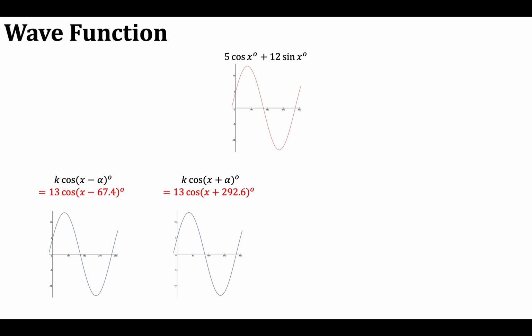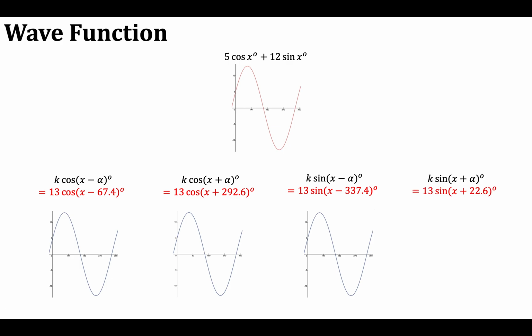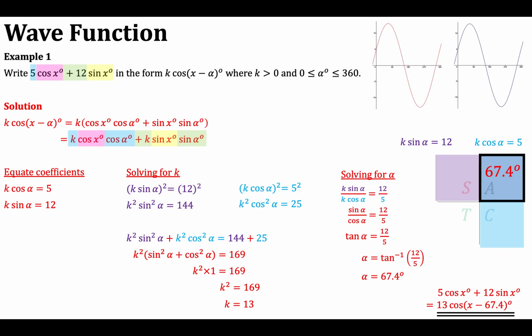We could have been asked to express it in terms of k sin of x minus alpha, once again giving us a different phase angle, but again giving us the same graph. And finally, we could have had the form k sin of x plus alpha, and the phase angle this time was 22.6, and again you can see that it gives us the same graph there. So I'll just pop back to example 1 just now, and if you pause the video and copy that down before coming back for example 2.